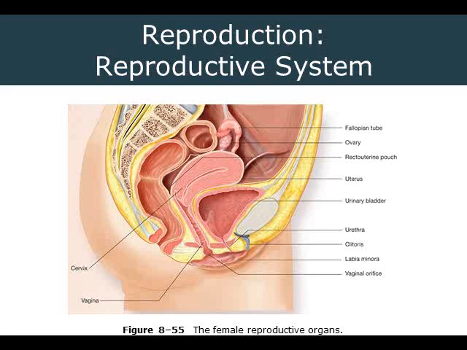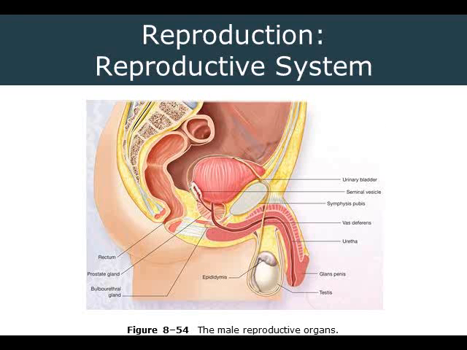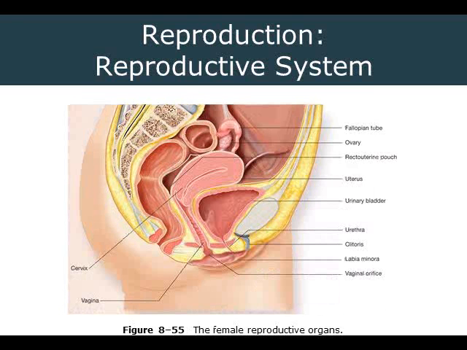You see how the uterus sits on top of the urinary bladder, hence the reason why pregnant women have to pee every 10 seconds. You can see that the woman's urethra is extremely short in comparison to the male urethra. If you look back, the male urethra is fairly lengthy. The woman's urethra is very short. That's the reason why they get a lot of urinary tract infections.